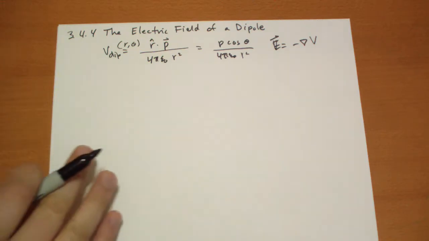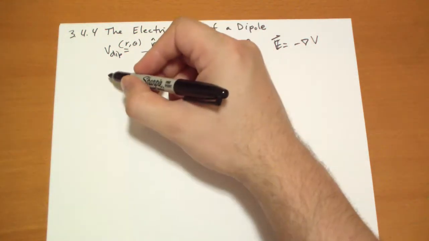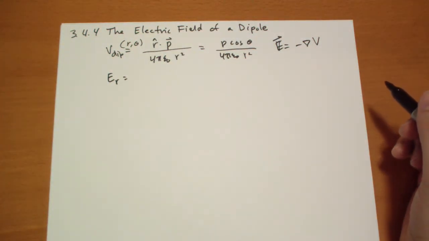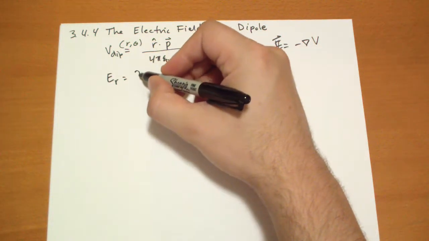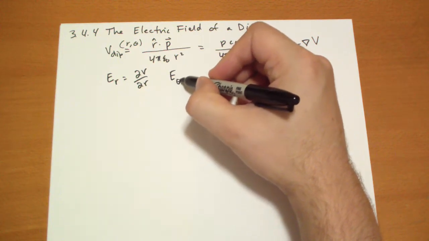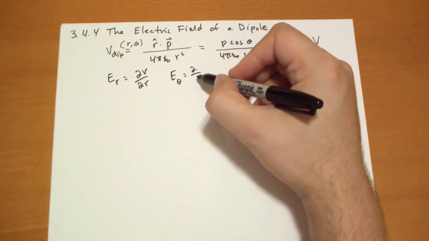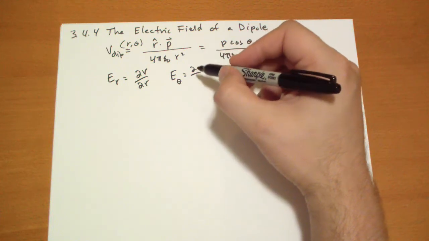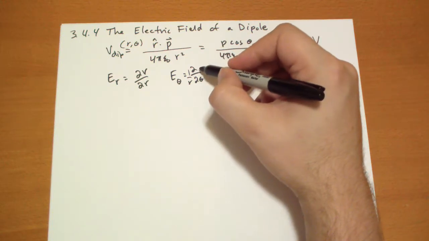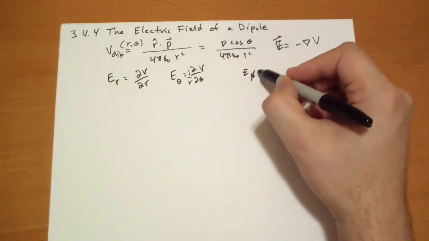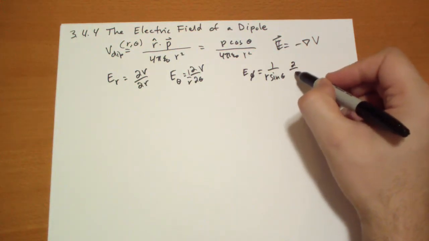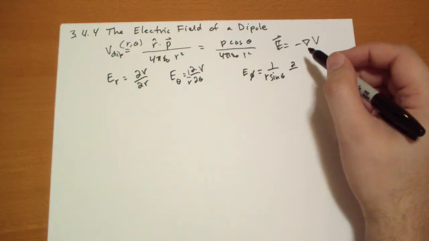For spherical coordinates, the r component of our E vector is going to be negative dV by dr. That's pretty easy. The theta component of the vector is going to be negative 1 over r, d by d theta of V. And the phi direction is going to be negative 1 over r sine theta, dV by d phi.